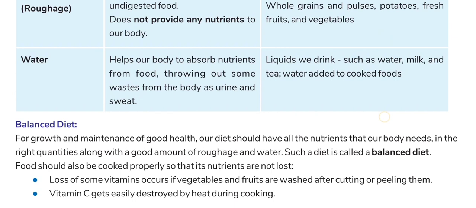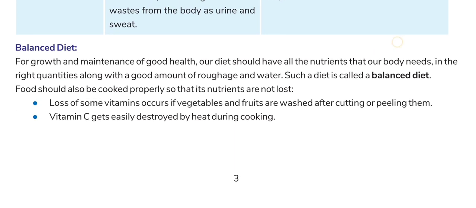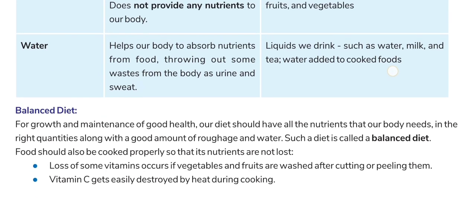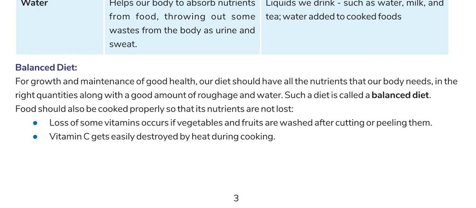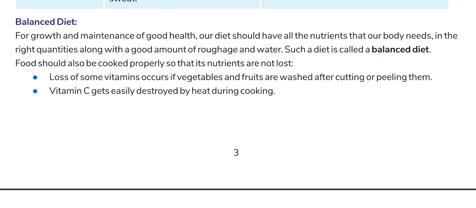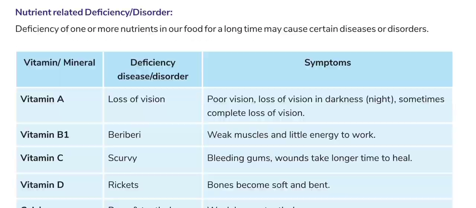Balanced diet. For growth and maintenance of good health, our diet should have all the nutrients that our body needs, in the right quantities along with a good amount of roughage and water. Such a diet is called a balanced diet. Food should also be cooked properly so that its nutrients are not lost. Loss of some vitamins occurs if vegetables and fruits are washed after cutting or peeling them. Vitamin C gets easily destroyed by heat during cooking.